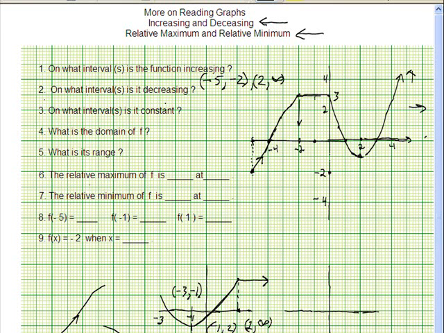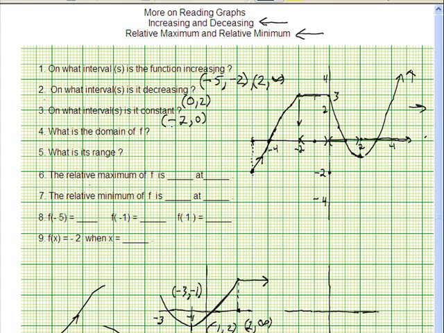Well, are there any intervals on which it's decreasing? Well, it stays flat here, so that's a constant interval. When it gets here to x equals 0, the function starts going down, and it keeps going down to 2, so that would be 0 to 2, this interval right here. Look at the function on that interval. That function is going down the whole time. On what interval is it constant? That's pretty obvious. It's constant from here to here, so that is -2 to 0.